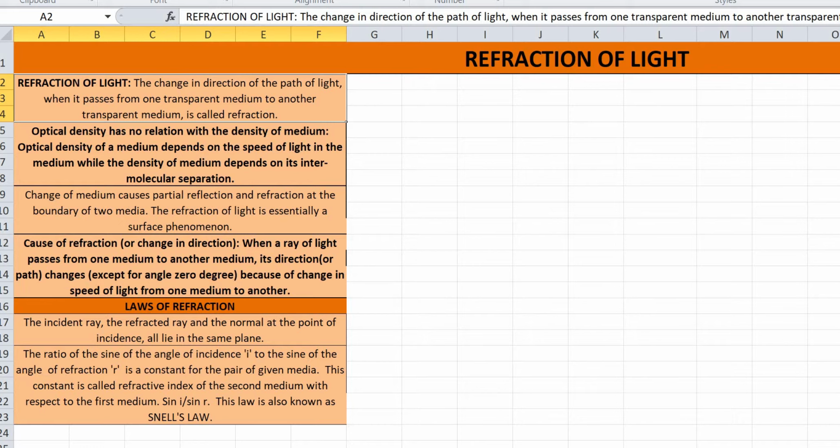The change in direction of the path of light when it passes from one transparent medium to another transparent medium is called the refraction of light. The refraction of light is essentially a surface phenomenon. When light traveling in one medium falls on the surface, a small part of light is reflected back in the same medium. Okay. Next, there is partial reflection and refraction at the boundary or the surface.